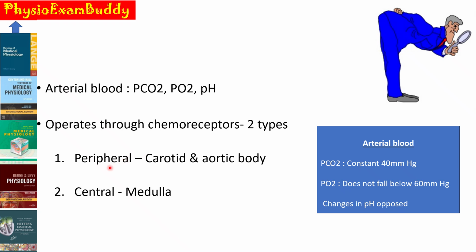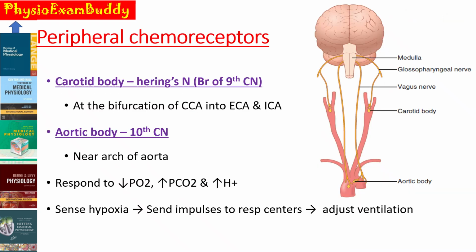Now, we will see in detail about the peripheral chemoreceptors, which are the carotid body as well as the aortic body. The carotid body is located at the bifurcation of the common carotid artery into external as well as the internal carotid artery. And it is supplied by Herring's nerve, which is the branch of the ninth cranial nerve.